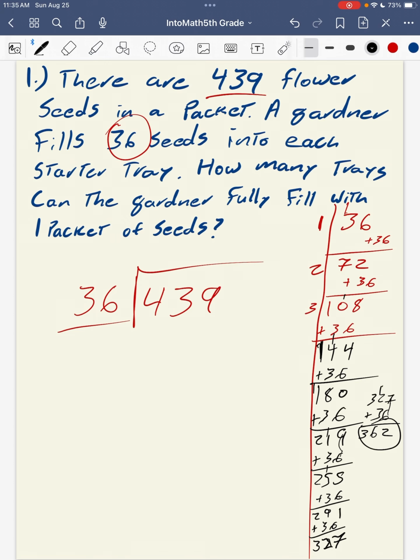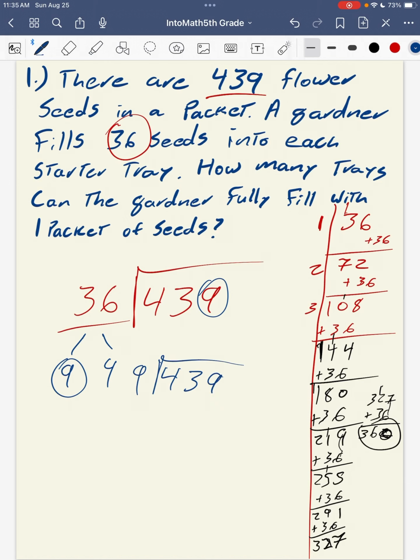I must have made an error somewhere because 36 times 10 should be 360. So I'm piecing out all my possible multiples, and this is taking me a while. So maybe I might want to consider 36 as a factor of 9 and 4. 9 looks like it could go into 439. So let's test out if we could break up 439 divided by 9.